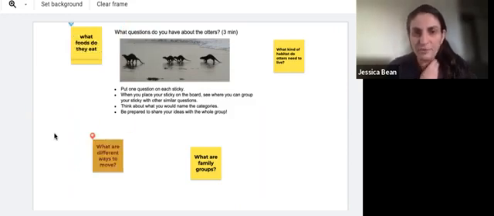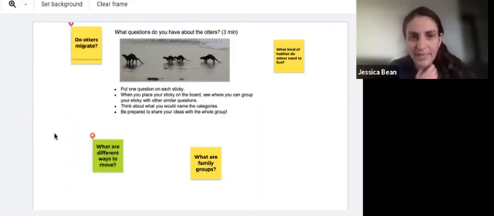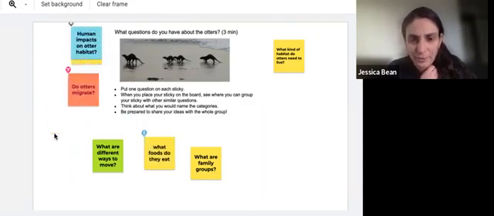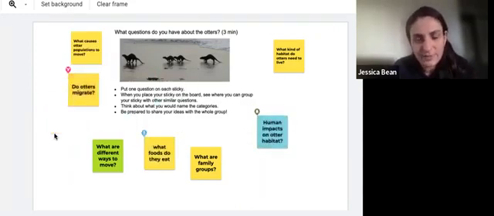What are different ways to move? Okay, interesting. What foods do they eat? Do otters migrate? Okay, these are awesome questions. Keep them coming. And again, try to group your question with similar questions.